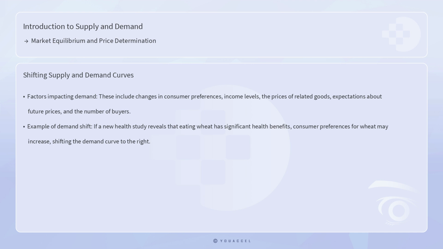Several factors can shift the supply and demand curves, thereby changing the equilibrium price and quantity. For demand, these factors include changes in consumer preferences, income levels, the prices of related goods, expectations about future prices, and the number of buyers. For example, if a new health study reveals that eating wheat has significant health benefits, consumer preferences for wheat may increase, shifting the demand curve to the right. This shift would result in a higher equilibrium price and quantity, assuming the supply curve remains unchanged.